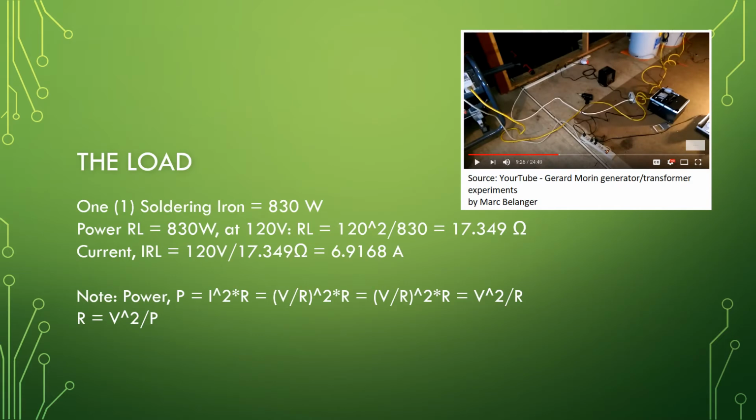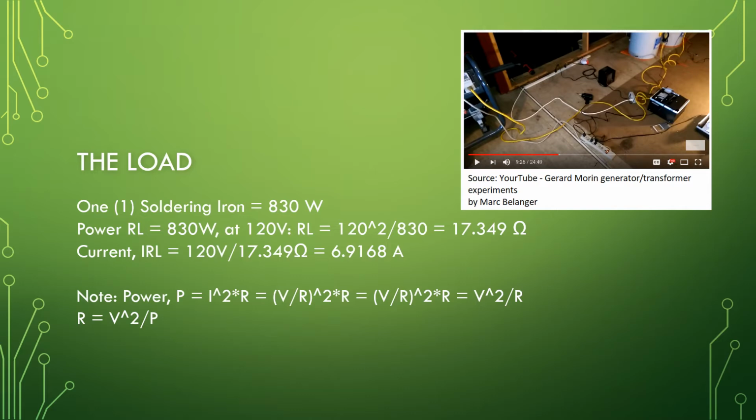The load, one soldering iron, is 830 watt. Power RL equals 830 watt at 120 volt. RL equals 120 squared divided by 830, equal to 17.349 ohm. Current IRL equals 120 volt divided by 17.349 ohm, equal to 6.9168 ampere.